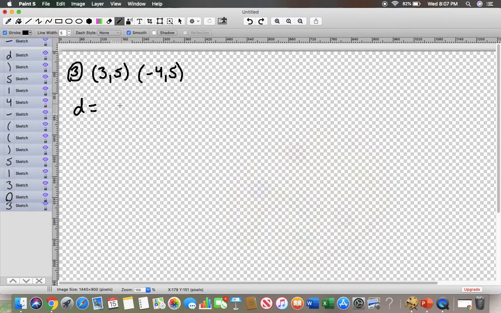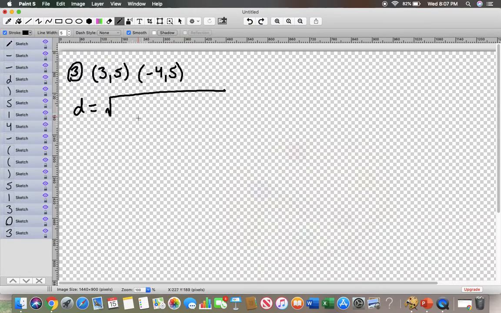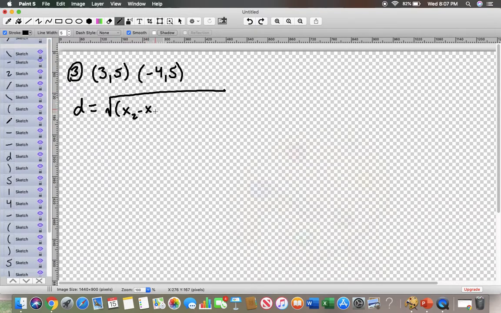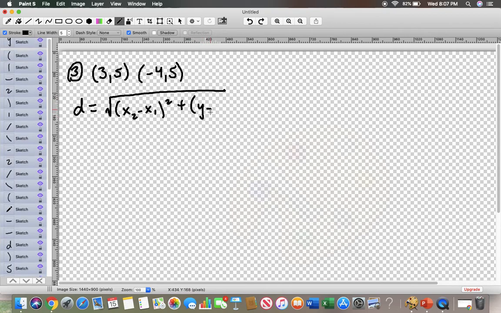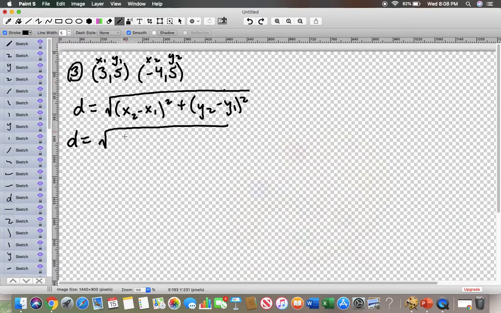The distance formula is equal to, and it'll be very good practice for you to write out the distance formula for these ones: the square root of (x sub 2 minus x sub 1) squared plus (y sub 2 minus y sub 1) squared. Here we go. I'm going to label my points here. It doesn't matter what you label them as: x sub 1, y sub 1, x sub 2, y sub 2. If that helps you to keep them separate, I advise you to do that. So x sub 2 is negative 4 minus x sub 1, which is 3, squared, plus y sub 2, which is 5, minus y sub 1, which is 5, squared as well.